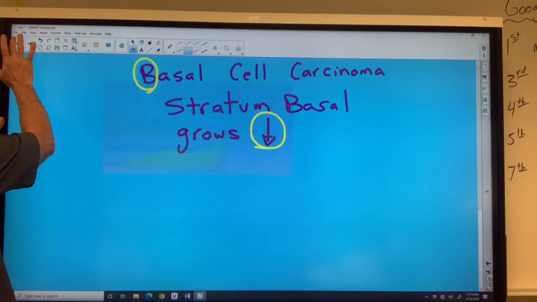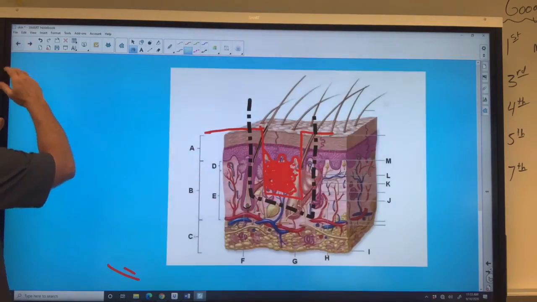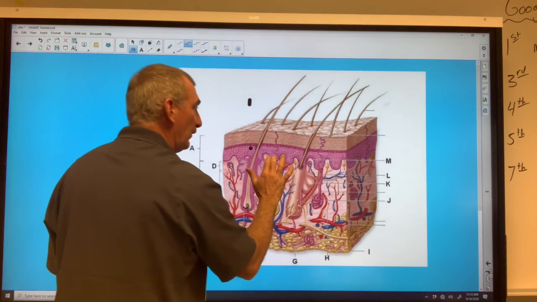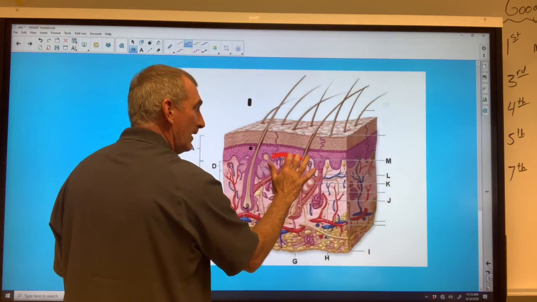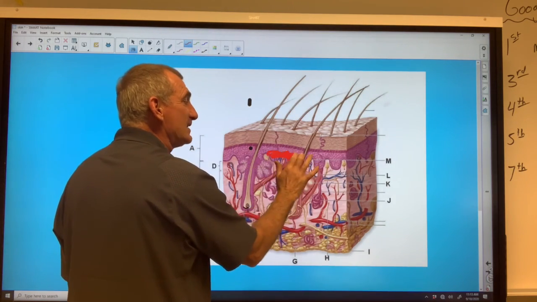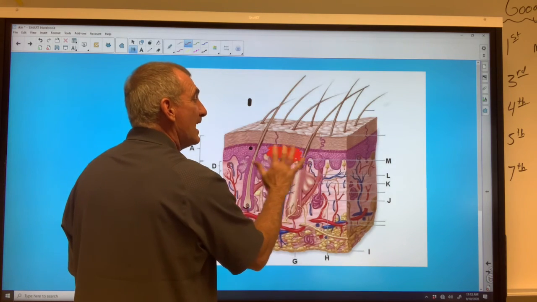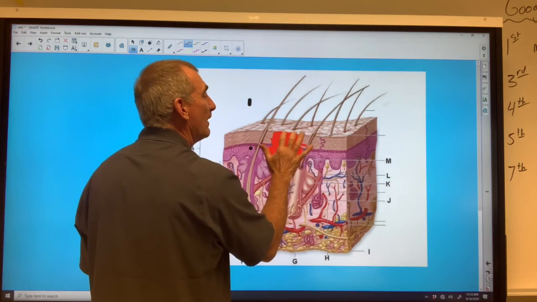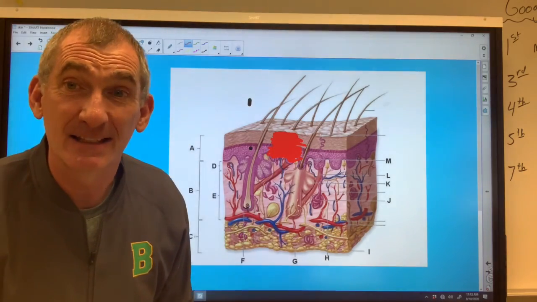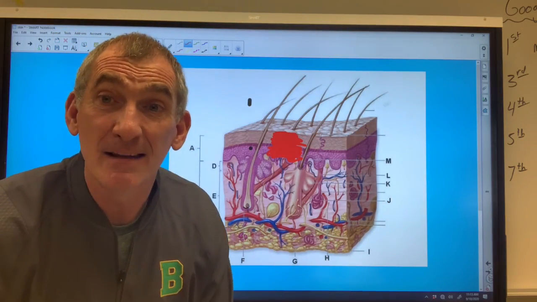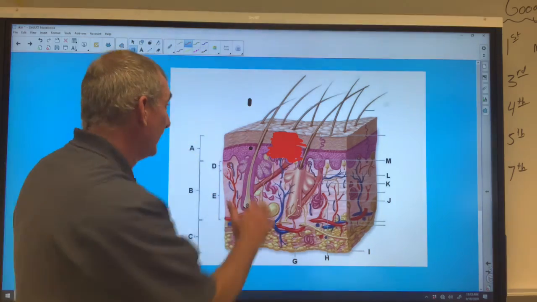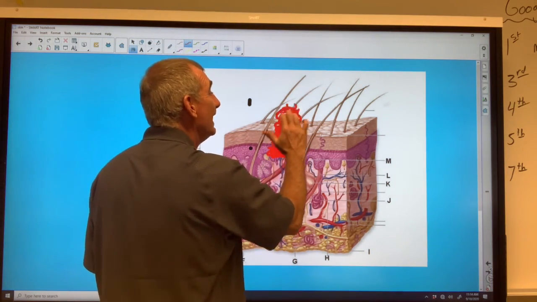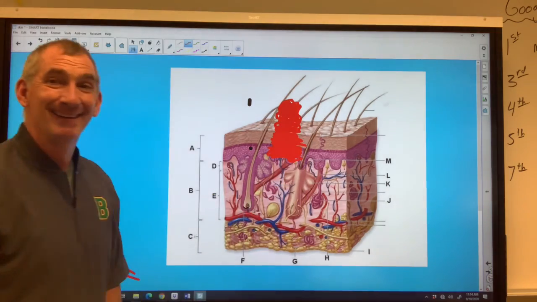All right, Kate, tell me what it looks like. Now, Kate, the stratum basal is supposed to push cells upward. But in this case, it's cancerous, and it's pushing these cells up way too fast. It's supposed to take 25 to 45 days to get to the top. But in this case, it's getting to the top in 10 days. So then, Kate, what does it look like? Yes! It looks like a big old bump.